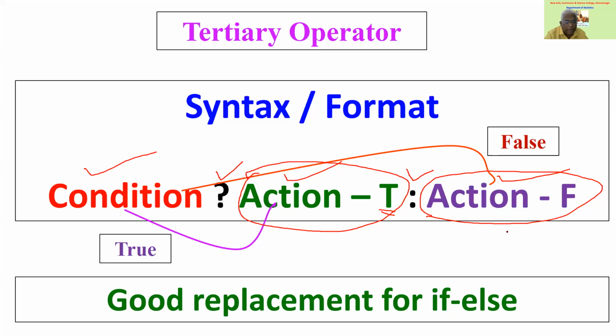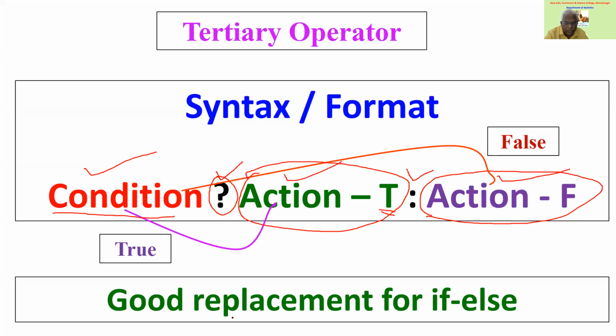So can you see that there are three terms? Condition is one term, action T is one term, action F is one term. So totally there are three terms. That is why it is a tertiary operator. Another thing is, before question mark, there is a condition. Between question mark and colon, there is action T. And after colon, there is action F. So this is the tertiary operator. Now read this statement. It is a good replacement for if-else statement.